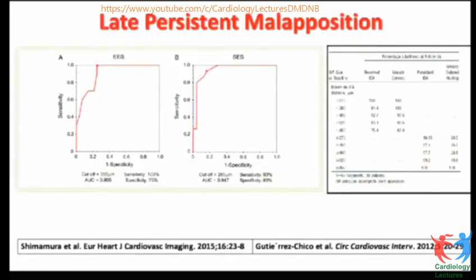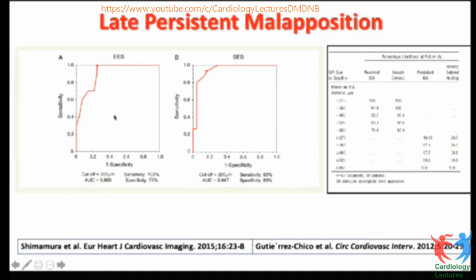Okay, so what about the late persistent malapposition? What is a malapposition that can be safely left alone? The study from Japan has shown that for a first generation stent, drug-eluting stent, it is about 285 microns. For a second generation stent, it is about 355 microns.